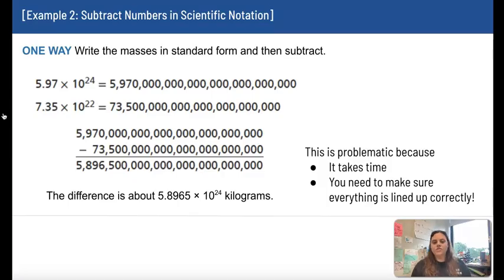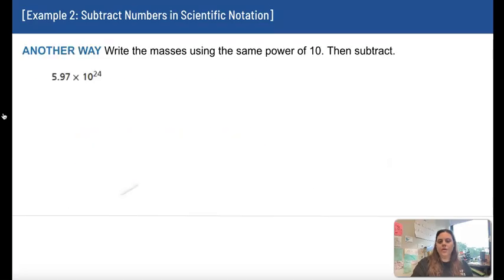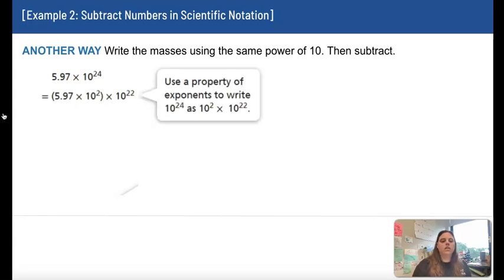You need to get the right zeros, you need to line them up, you have to make sure it's done correctly. Or we can do it similar to adding. We'll write the masses using the same power of 10 and then subtract. Because the mass of Earth is larger, that's the one we're going to change. So instead of to the 24th power, we're going to factor out a 10 squared, because that'll bring it down to 22, which was the power on the mass for the moon.